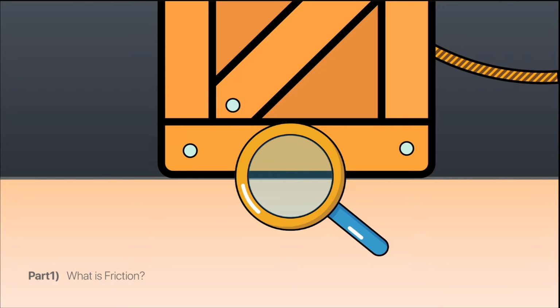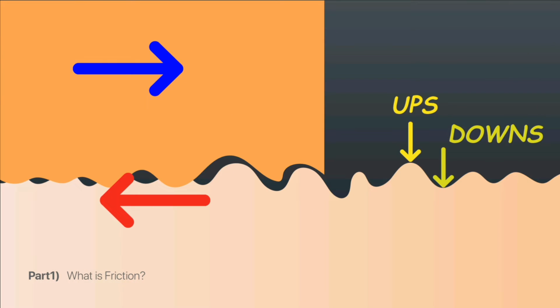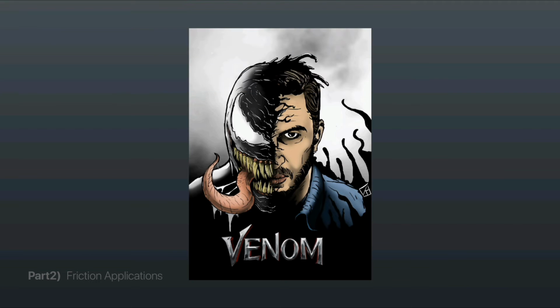Let's have a closer look. Now you can see that there are some ups and downs on both surfaces. When you want to pull one of them, the other one doesn't let. But just like every bad guy, friction has a hero side too.